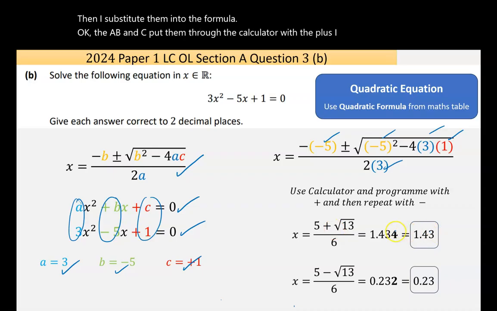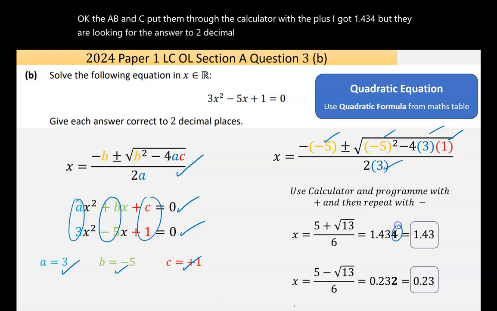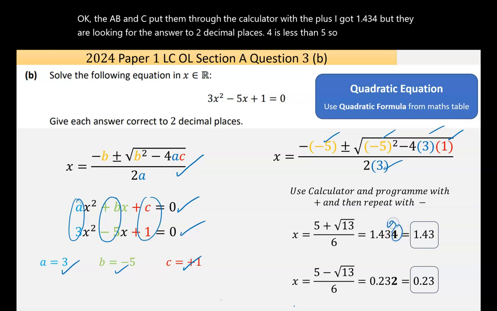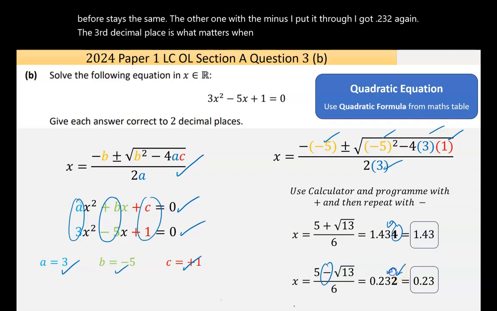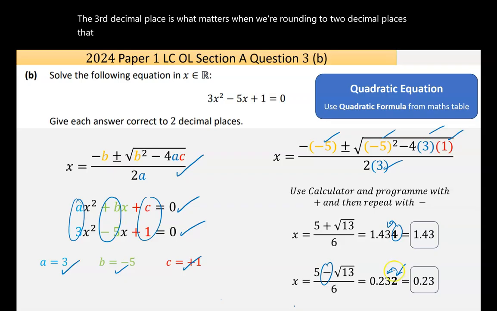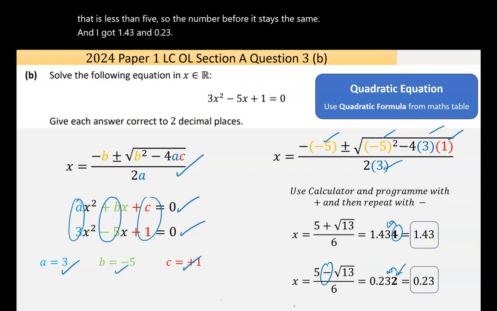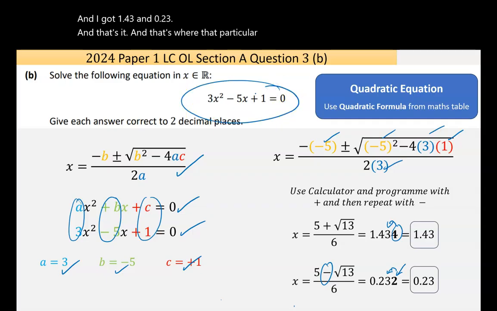I got 1.434, but they are looking for the answer to 2 decimal places. 4 is less than 5, so the number before stays the same. The other one with the minus, I put it through, I got 0.232. Again, the third decimal place is what matters. When rounding to 2 decimal places, that is less than 5, so the number before it stays the same. And I got 1.43 and 0.23. And that's it. That's where that particular graph crosses the x-axis.